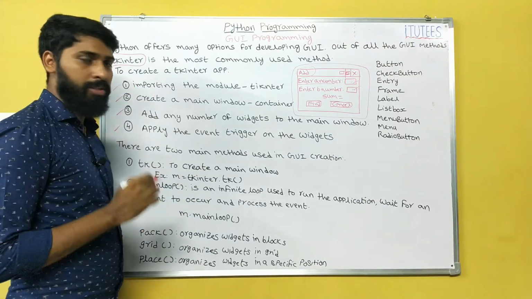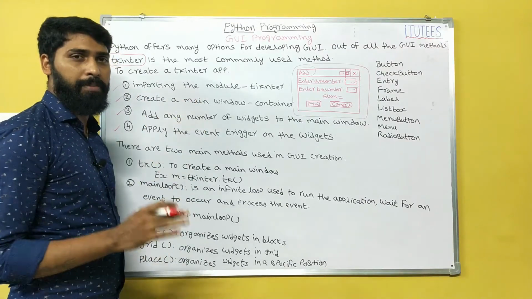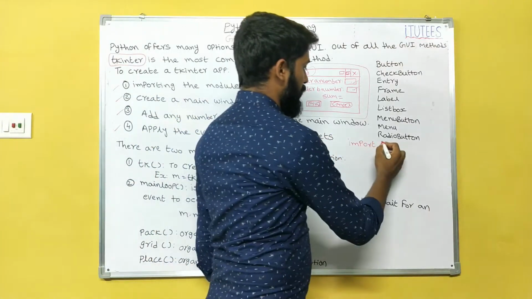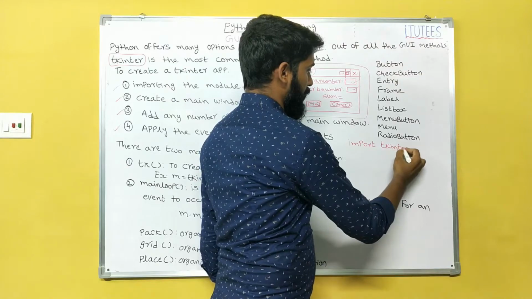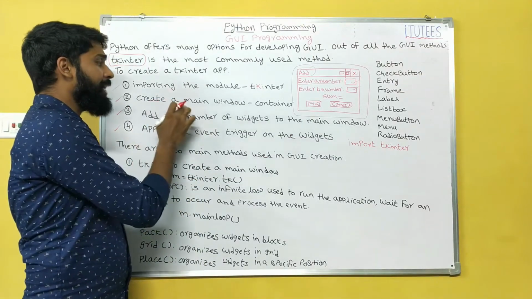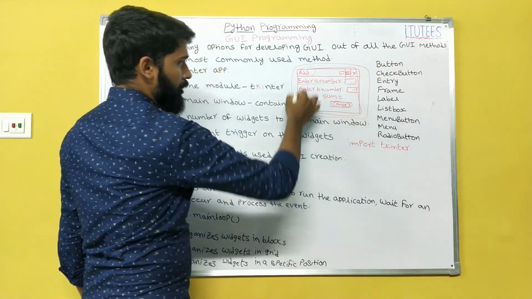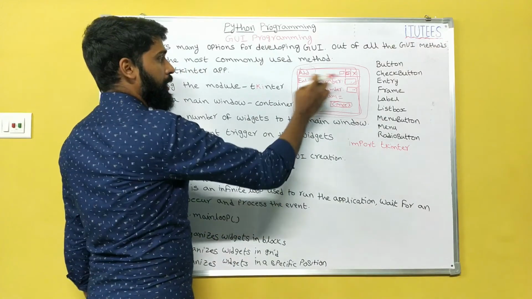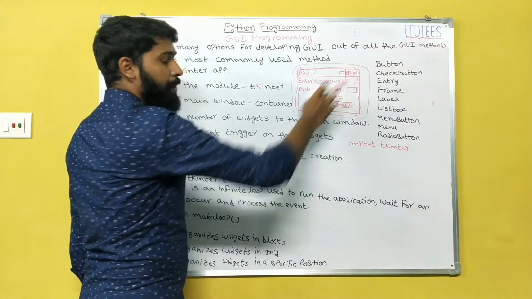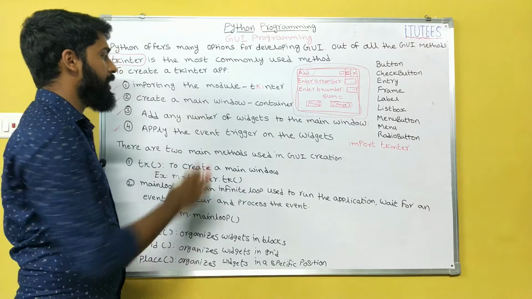These are the steps. What is the first step? Import the Tkinter module. How can we import? Import Tkinter. That is the first step. What is the second step? Create a main window. That means first you create this window. It is an empty window. It has a name, close button, minimize and maximize buttons. That is how we create the main window.